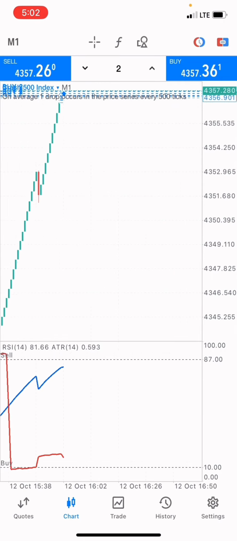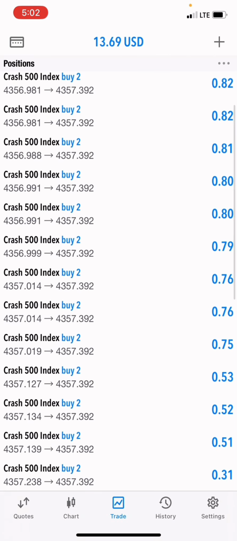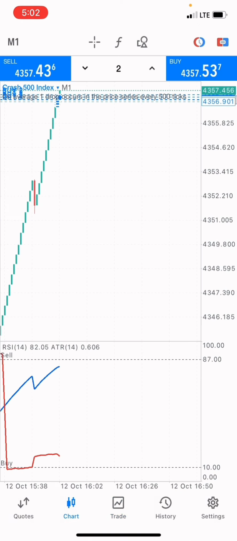So in today's video, I'm going to show you a scalping strategy for Crash 500 index using two indicators, the relative strength index and the average true range. These are the two indicators we are going to be using for this trade. As you can see, I'm in a profit right now and I entered different positions.